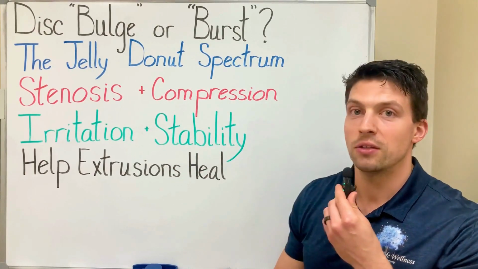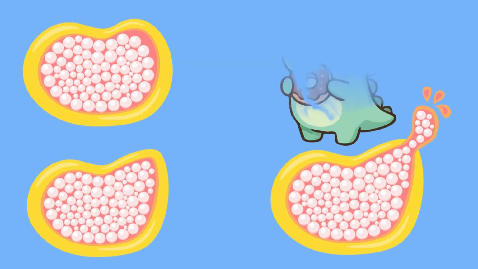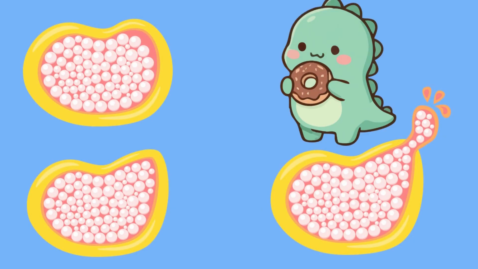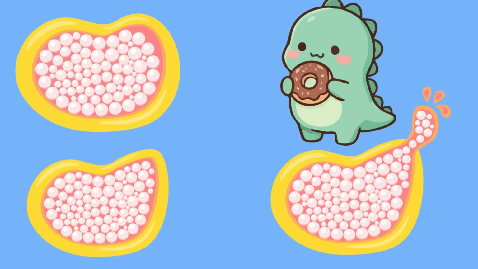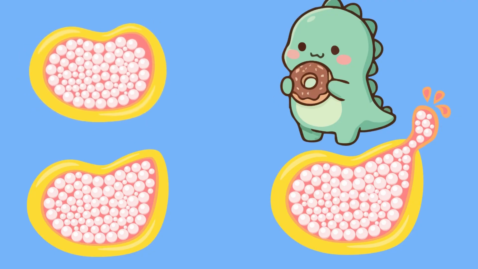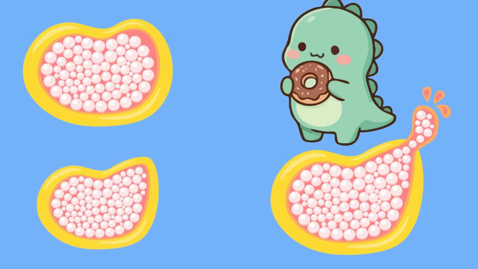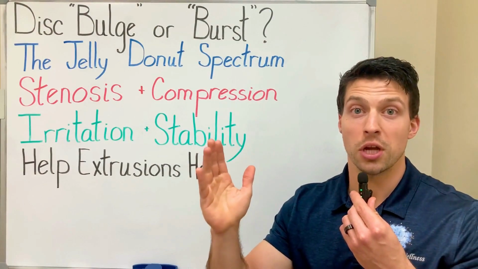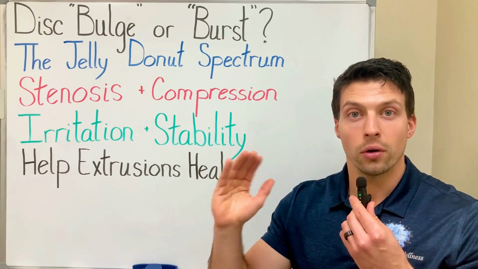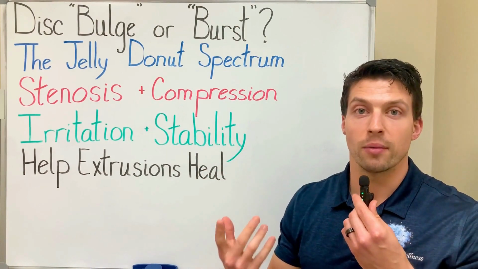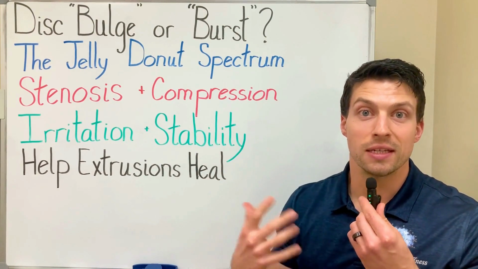How squished is that jelly donut? Is it just a bulge, in which case the disc has been compressed and swollen, but it hasn't broken down at all? Or do we have something a little more intense, like a protrusion? Now, a protrusion is when a small part of that jelly donut starts to push out of a crack in that hard outer wall, the annulus fibrosus, but it stays contained.